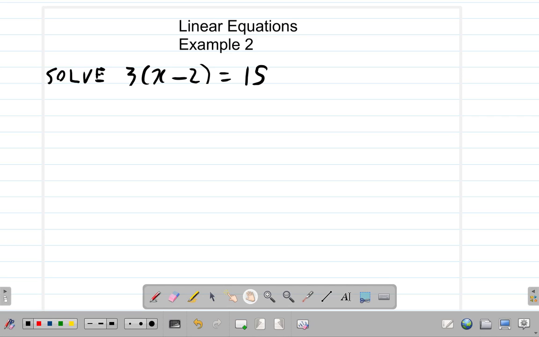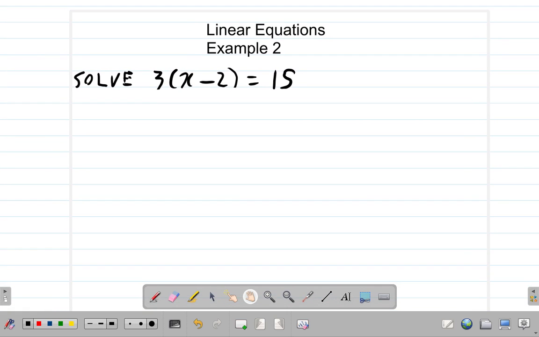We have this linear equation as an example. I want you to pause the video and solve this linear equation, and then we come back and we go through it together.